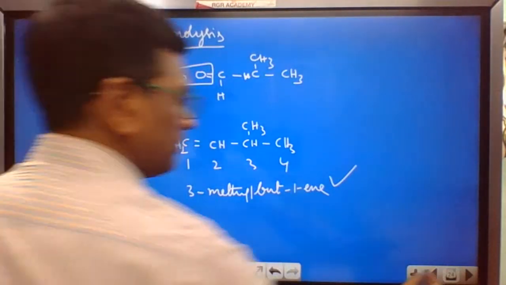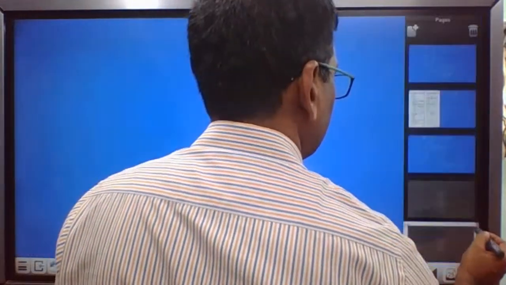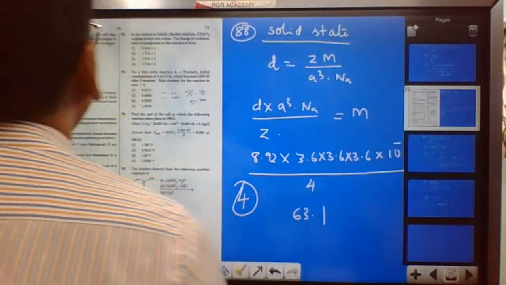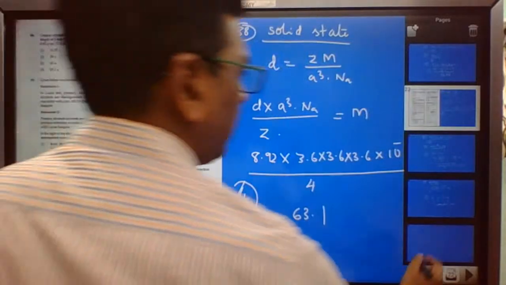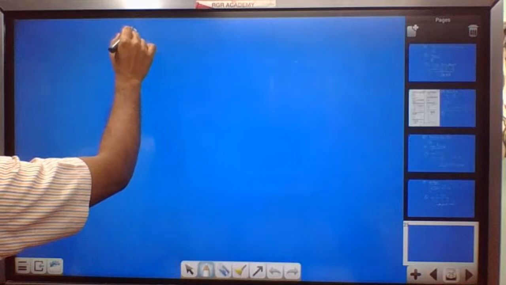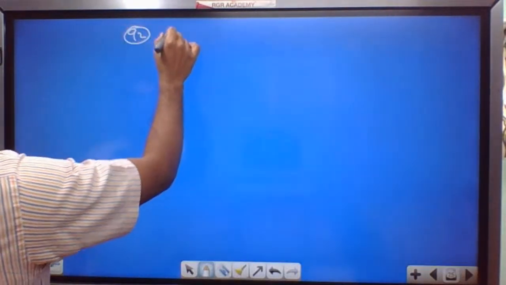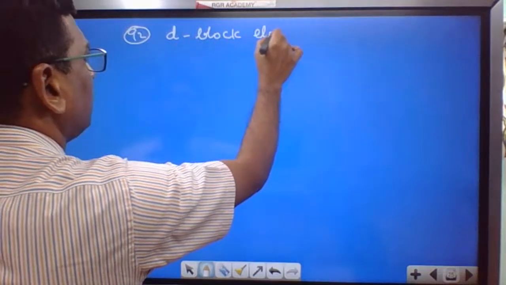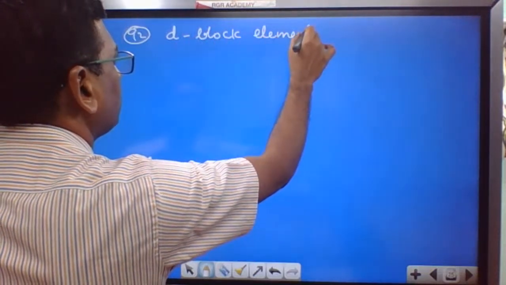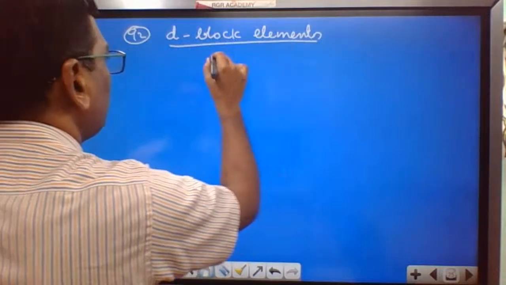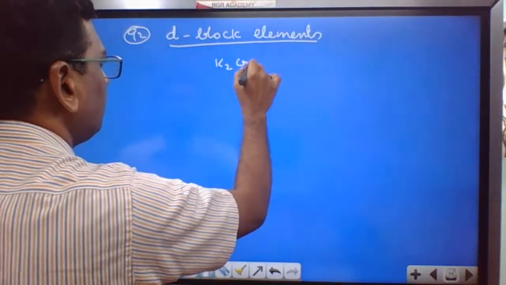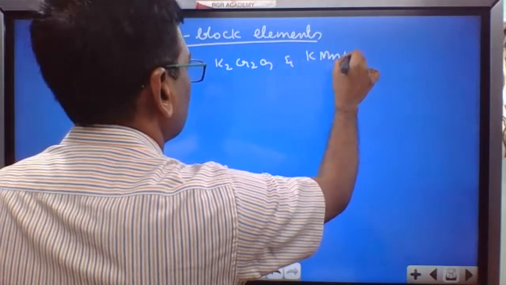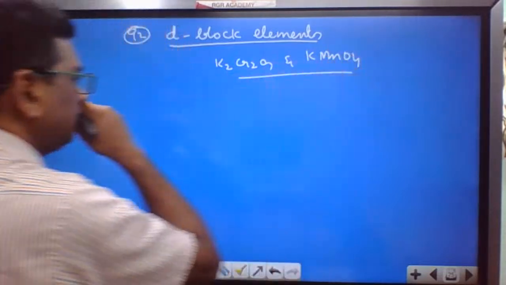Next, another question. Question 92 is again given from D block elements. In D block elements, we have two important compounds, potassium dichromate and potassium permanganate, K2Cr2O7 and KMnO4. So on this they ask a question.